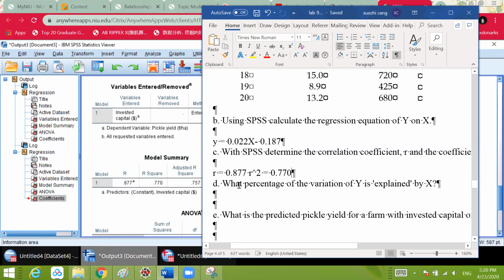The next one is what percentage of the variation of y is explained by x. Actually, this value is just the r squared value. So we should say 77% of y is explained by x. Here I want you to note one thing. Our r is 0.88, then r squared is 0.77. We see 77% of y is explained by x.